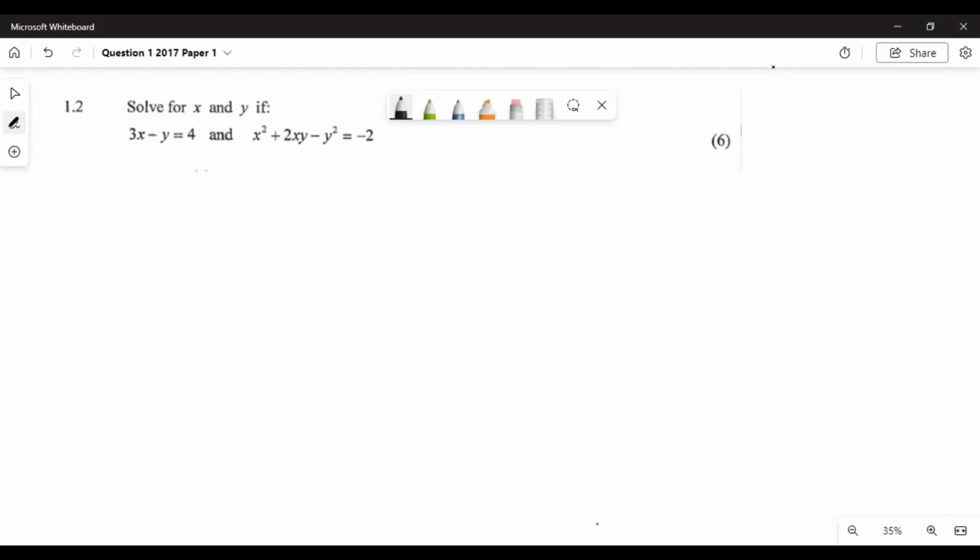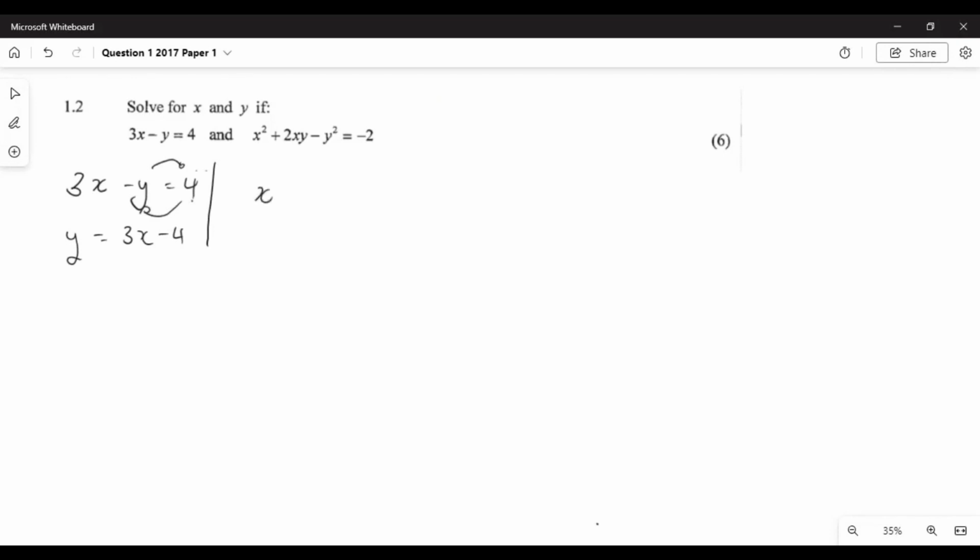So we will write it with both y and x, but for now, let's start off with writing it with regards to y. So we have 3x minus y is equal to 4. So I'm basically just going to move these two around and I'll get y is equal to 3x minus 4. So what I'm going to do is substitute that equation into my polynomial equation.